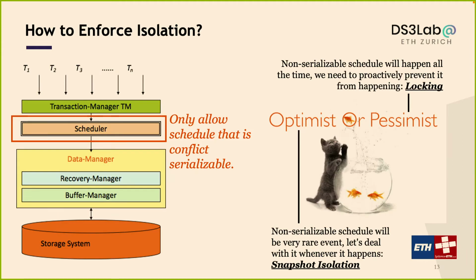And then we talk about how to enforce isolation, right? How can we generate a schedule that is actually conflict serializable? And last time we talked about a very specific view of that, that is by taking a very pessimistic view, in the sense that conflict will happen all the time. We have to do something.